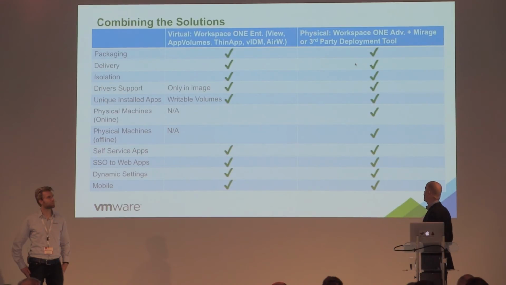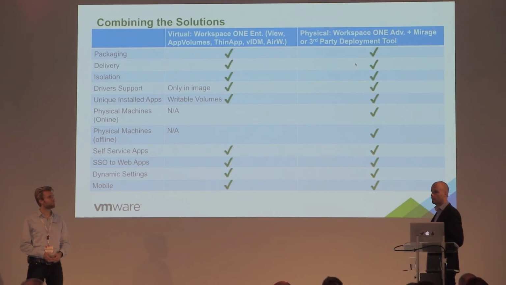However, if you start using the suite, so if we talk about Workspace ONE as a suite, if you use the enterprise version, which contains View, App Volumes, ThinApp, VIDM, and AirWatch, basically nothing would not be possible. The same on the physical side. So if you would use Workspace ONE Advanced in combination with Mirage or a third-party deployment tool, Landesk, SCCM, name them, all the use cases should be possible.